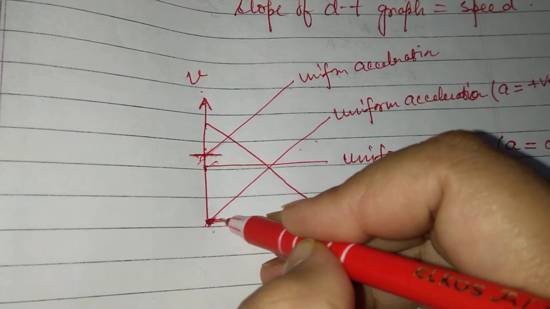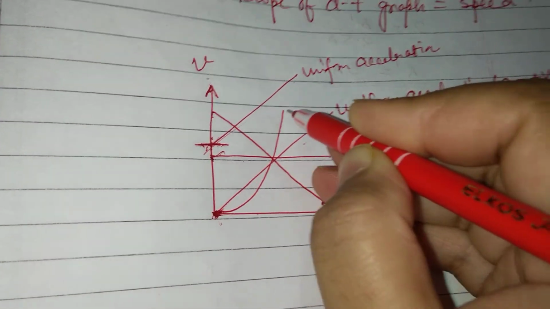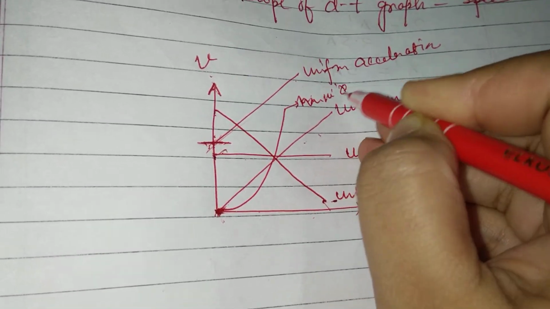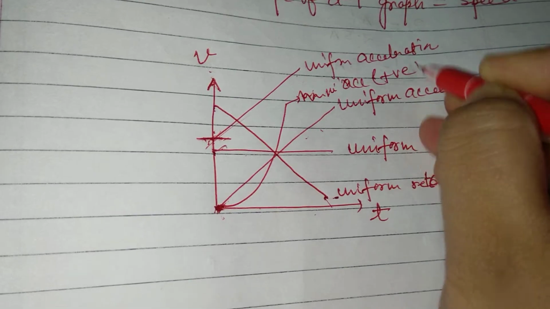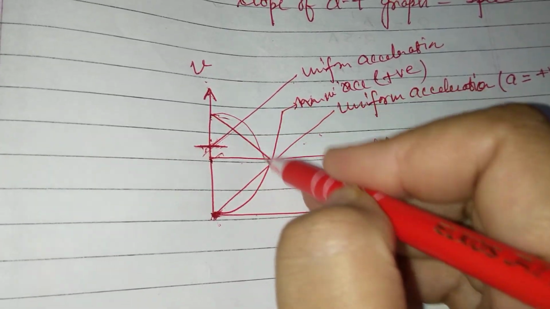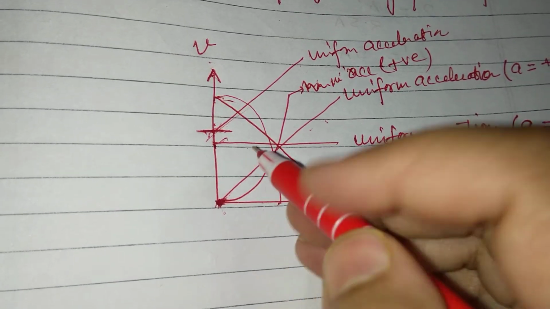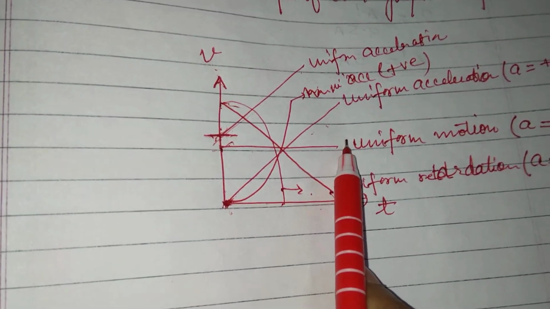If it is any curved line like this, then it is non-uniform acceleration, but here also the acceleration is positive, and if it is like this, then it is non-uniform retardation. So whenever the line is a straight line, it shows uniform.